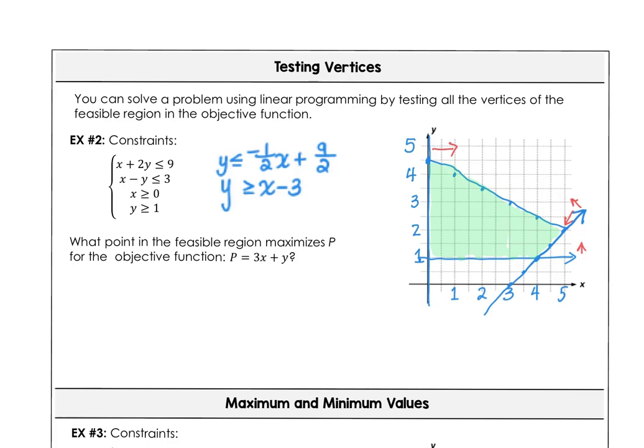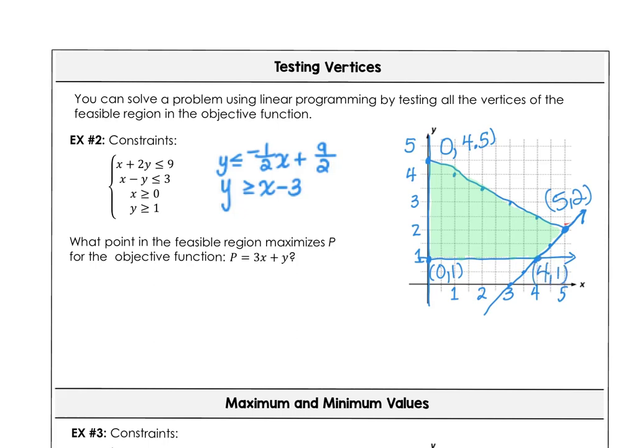And we need to know the vertices of our polygon. So I'm going to get rid of the little red arrows just to make our region a little cleaner. And we're looking for our feasible region. So that would be (0, 4.5), (0, 1). This one is (5, 2). And this ordered pair is (4, 1).